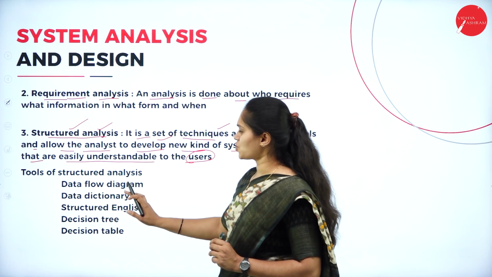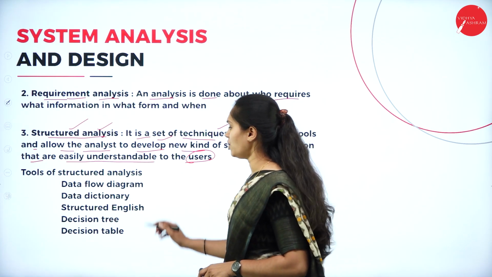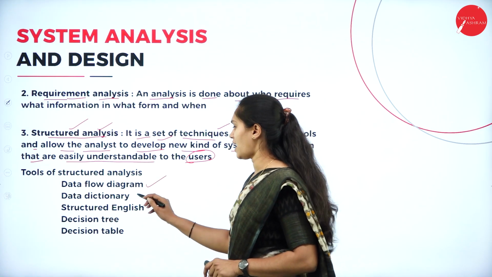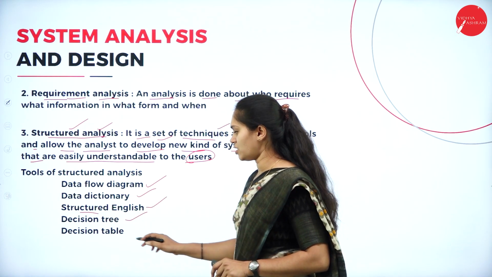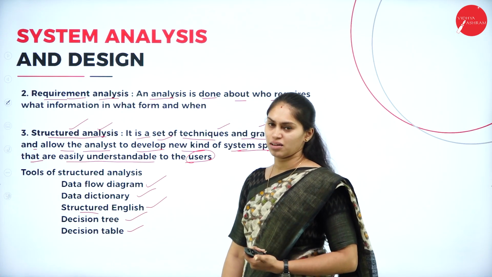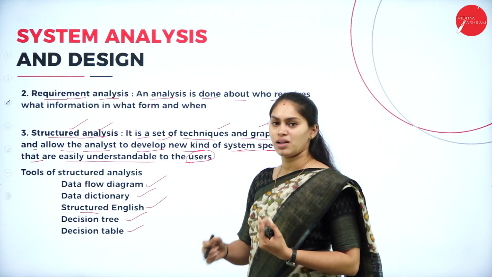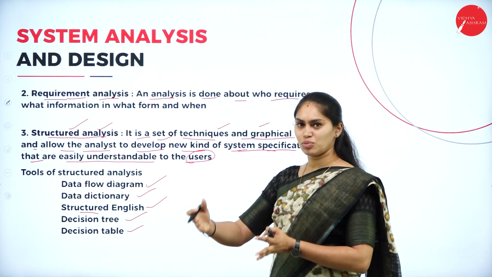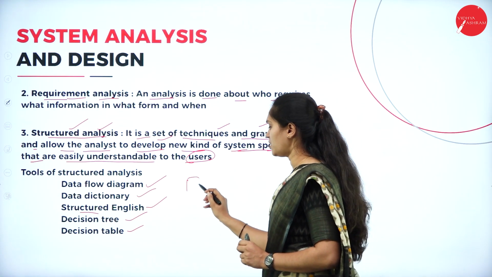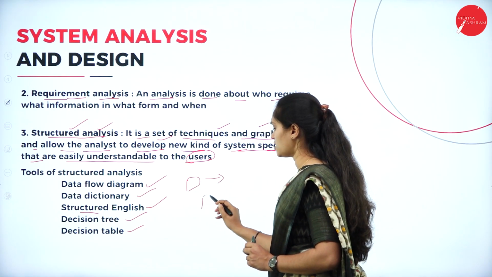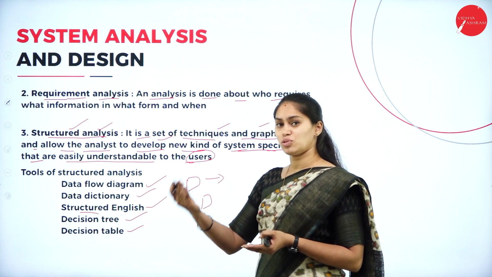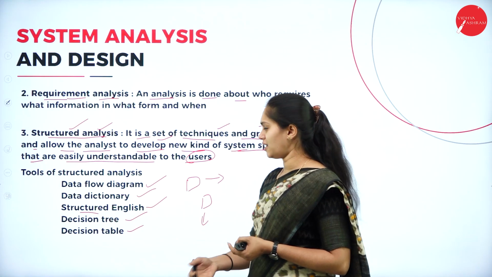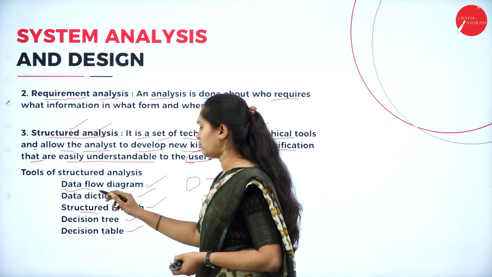Then this structured analysis includes the data flow diagram, the data dictionary, structured English, a decision tree, and a decision table. The data flow diagram shows how data moves from one system to another system. For example, whether it is moving horizontally or diagonally, how the data moves from one system to another, what the flow of data is, that is done in the data flow diagram.